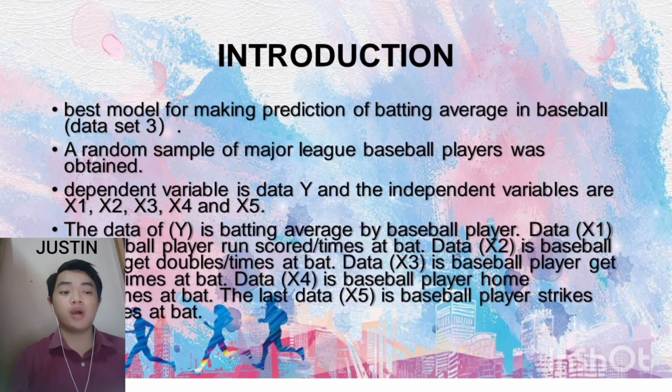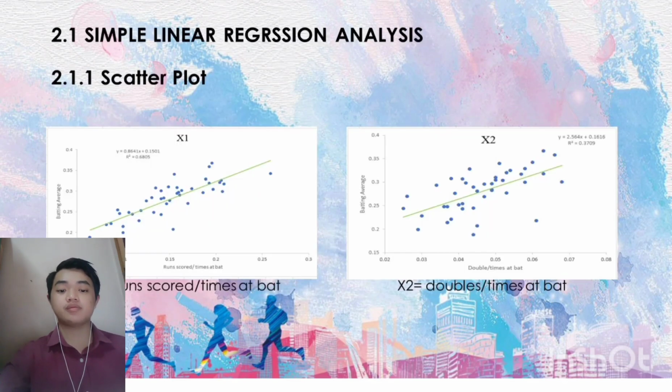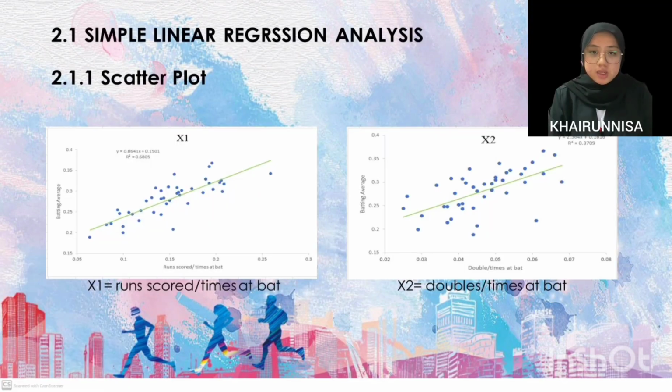The data y is batting average by baseball player and the data x1 is baseball player runs scored over times at bat. Data x2 is baseball player doubles over times at bat. And data x3 is baseball player triples over times at bat. Data x4 is baseball player home runs over times at bat, and the last data x5 is baseball player strikeouts over times at bat. Today I'm going to explain about simple linear regression.